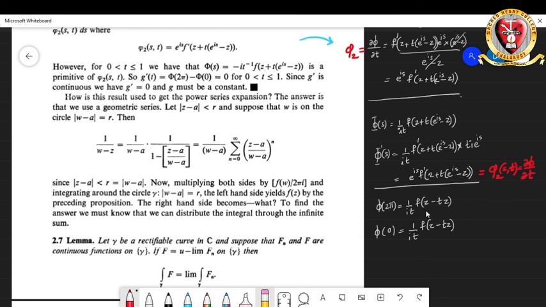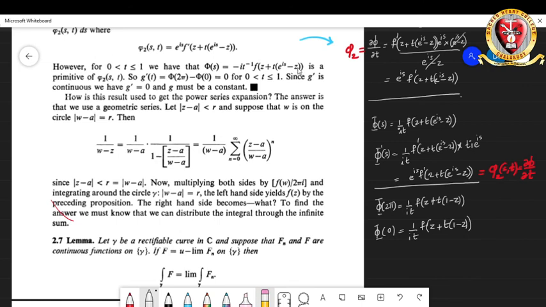So you get 1 by it into f of z plus t into 1 minus z. Similarly here, capital Phi of 0 will be equal to 1 by it into f of z plus t into 1 minus z. When we are subtracting, both are the same, so you get 0.